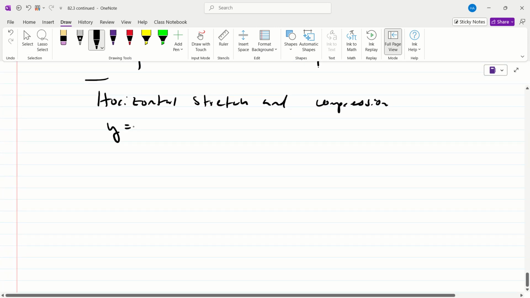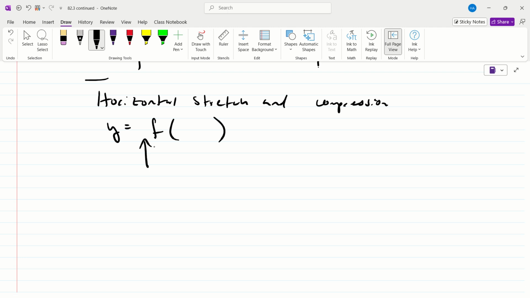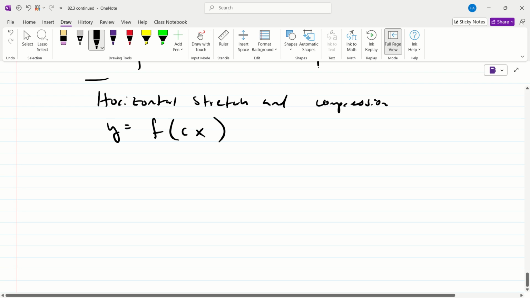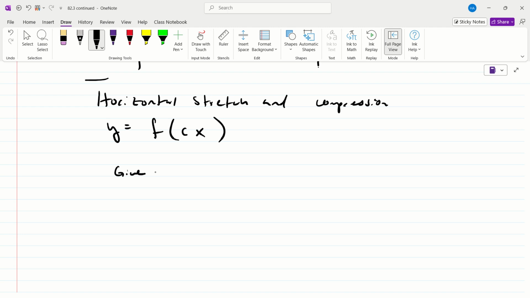So horizontal stretches or compressions look like a function you're familiar with, but instead of having the c in the front, they have the c in the argument right next to the x. So these are going to take your function and either stretch it or shrink it horizontally. So let's take a look with the following function.